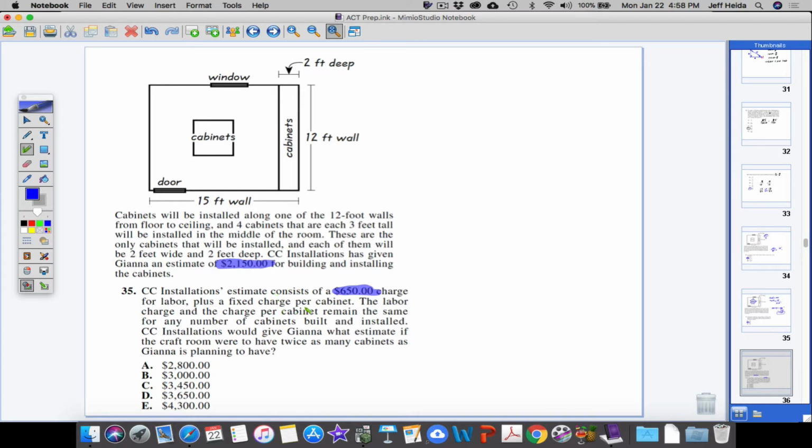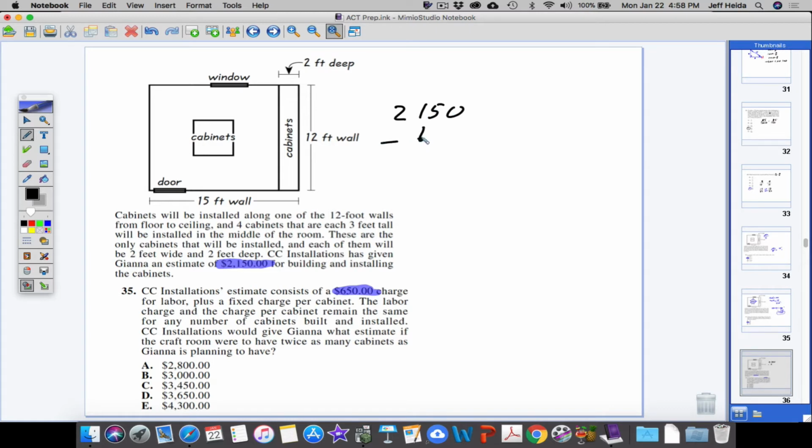The labor charge and the charge per cabinet remain the same for any number of cabinets built and installed. CC installations would give Gianna the estimate if the craft room were to have twice as many cabinets as she was planning to have. So let's just go up here quickly first and say, let me erase that. We'll go to the pen tool and we'll go to black.